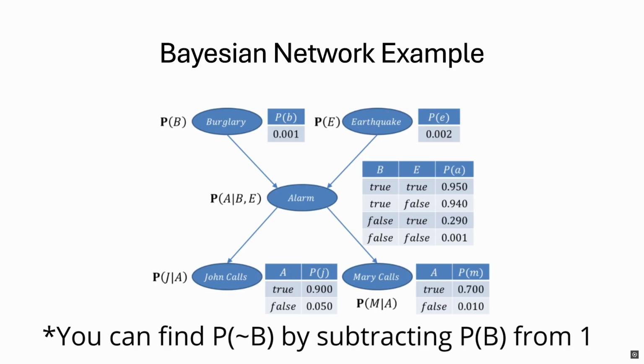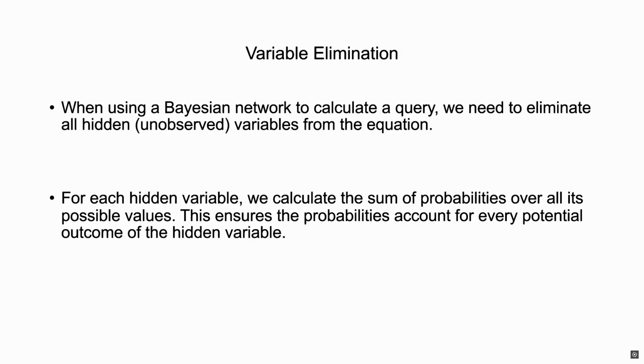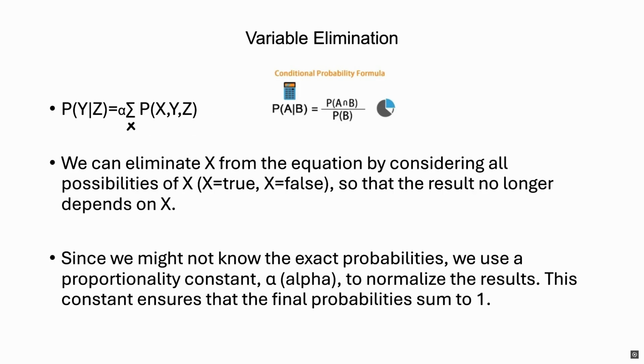So when using a Bayesian network to calculate a query, we need to eliminate all hidden variables from the equation. For each hidden variable, we calculate the sum of the probability over its possible values, which ensures that the probability accounts for every potential outcome of the hidden variable. So here is an example.